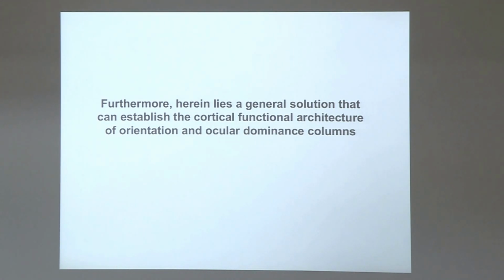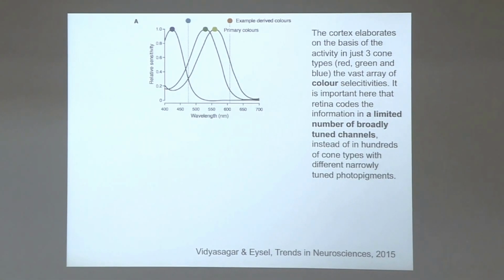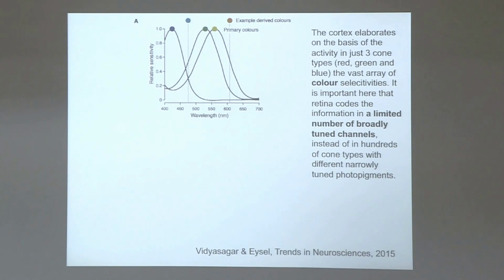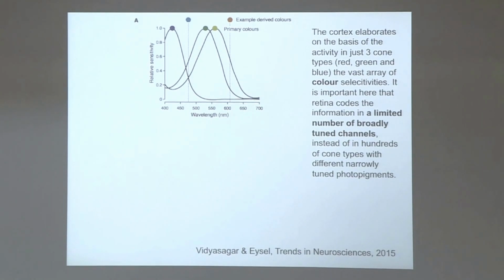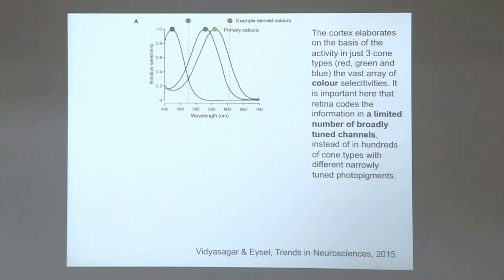Now, this also is a general solution for the functional architecture of orientation and ocular dominance columns. I'll take an analogy with color. In color, you can't possibly have very sharply tuned pigments in the retina. Of course, behaviorally, we can distinguish hues differing only in a few wavelengths. And in the cortex, you do find cells which are very narrowly tuned, even tuned to things like purple, which is not in the spectrum. But you can't have 100 different pigments in the retina.